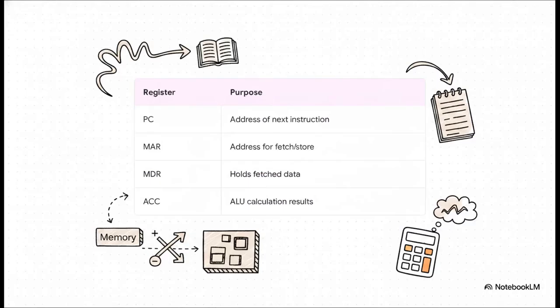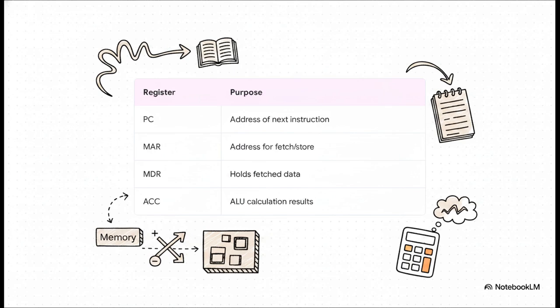Now, to pull off this logistical miracle, the CPU relies on these incredibly fast, tiny storage areas called registers. You can think of them like the essential roles in a highly organized factory. The program counter, the PC, acts as the dispatcher. It keeps track of the address for the very next instruction. The memory address register, or MAR, is the delivery address, holding the exact location where data needs to be fetched from. Then you have the memory data register, the MDR, which is the package itself, holding the actual data that just got fetched. And finally, the accumulator, the ACC, serves as the CPU's quick scratch pad to instantly store the results of those calculations.